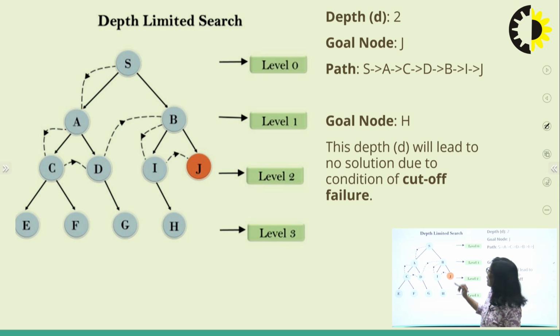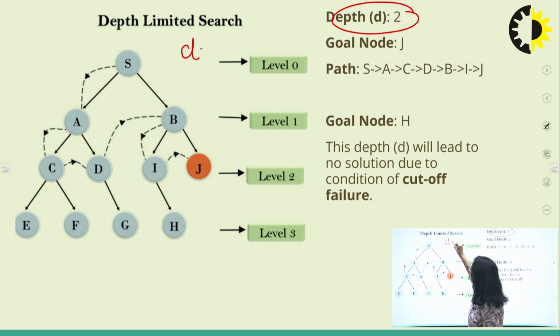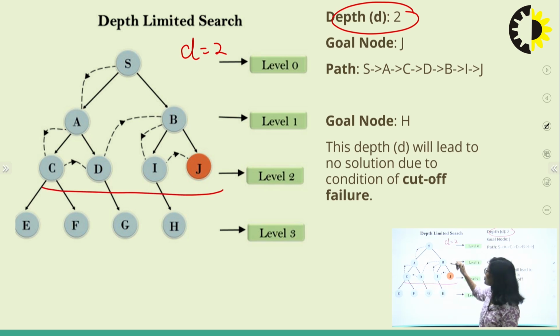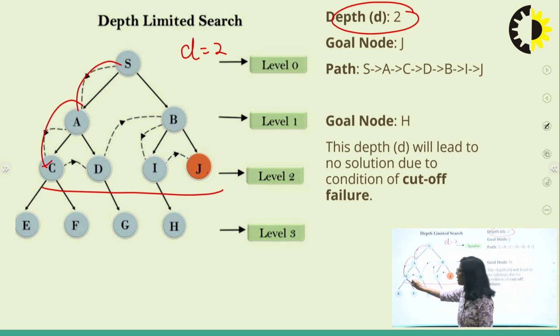Now suppose here the depth limit is d equal to 2. So this algorithm will assume that your tree ends at this location. Okay, so it will start searching. If the goal node is J, what will happen? It will search in depth first search.